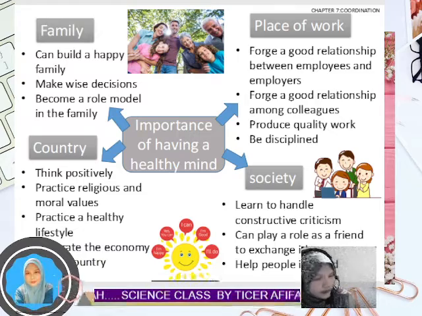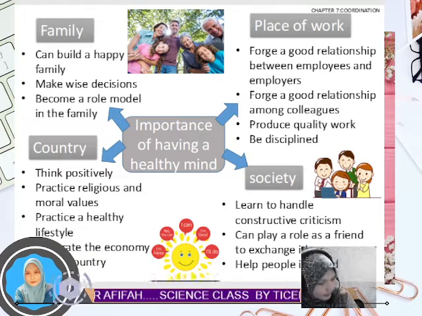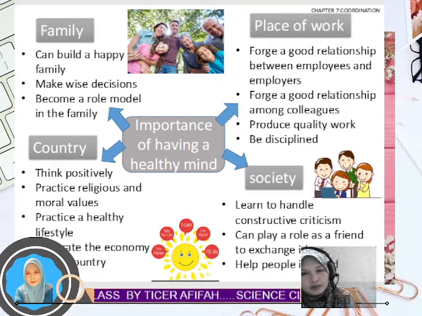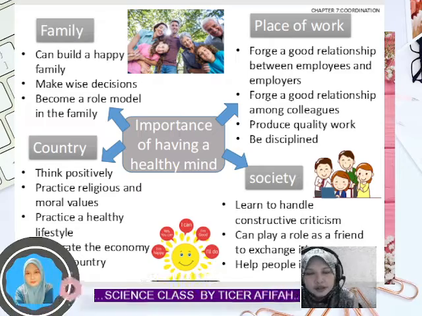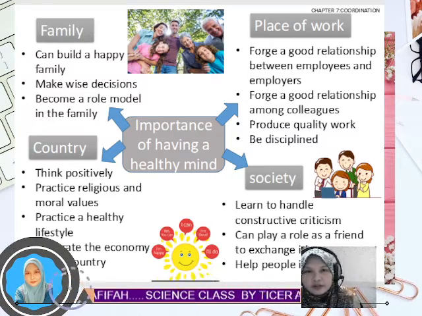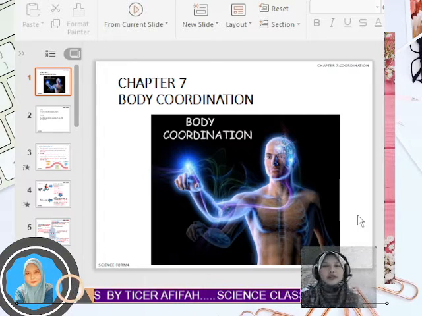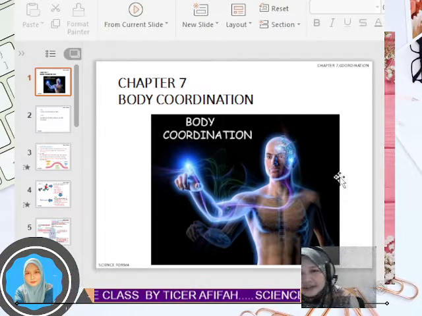For the country, you must think positively, practice religious and moral values, practice a healthy lifestyle and generate the economy for the country. Help the country. So that's all for chapter 7, body coordination.